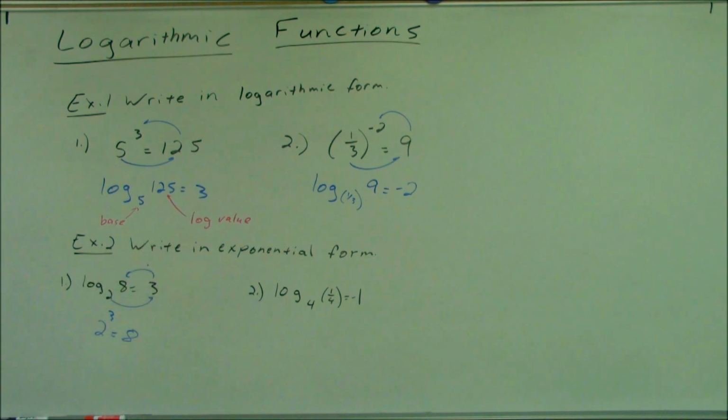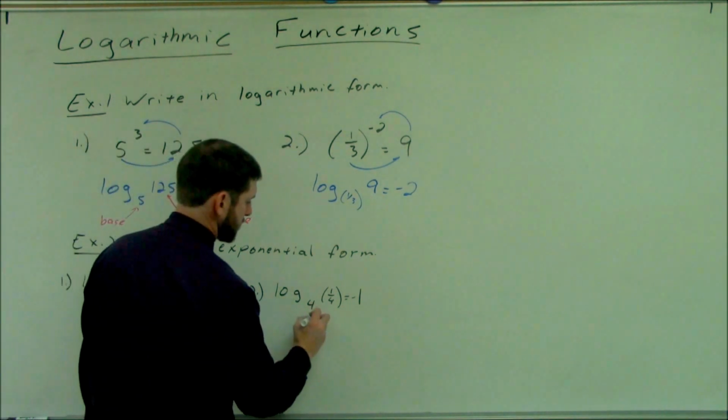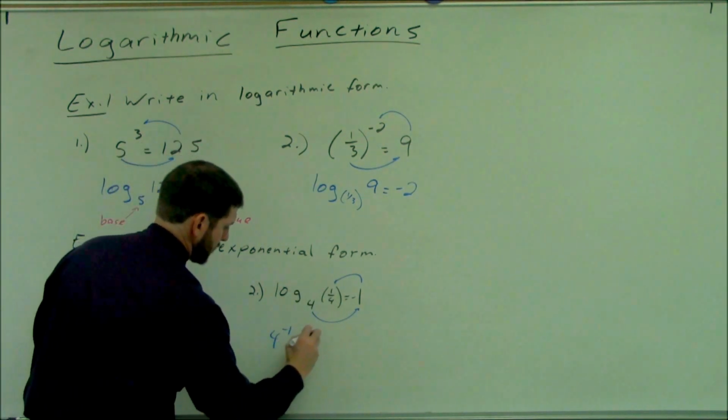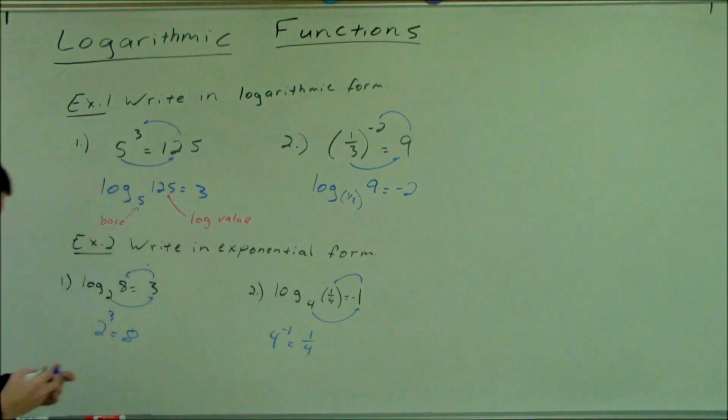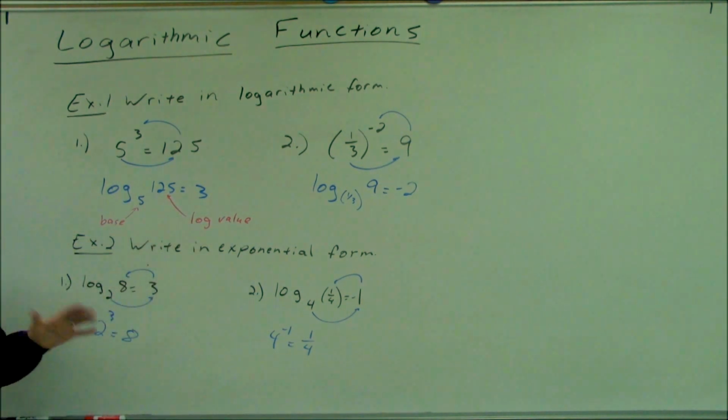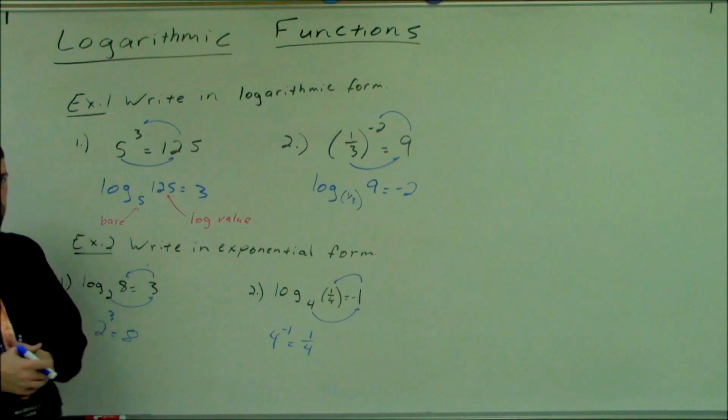So if we looked at this example, start with our base, work around the equal sign. 4 to the negative 1 equals 1/4. So again, that's moving from one form to the other. We haven't done any math. We're just changing up the way it's written.